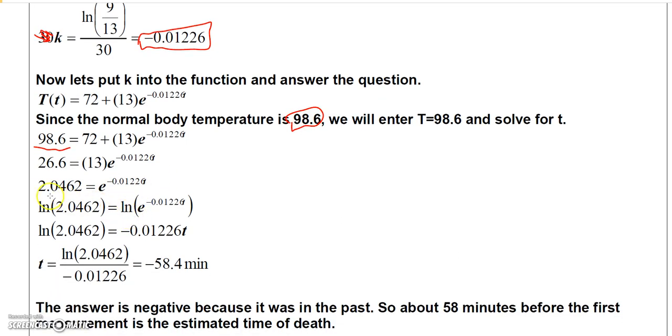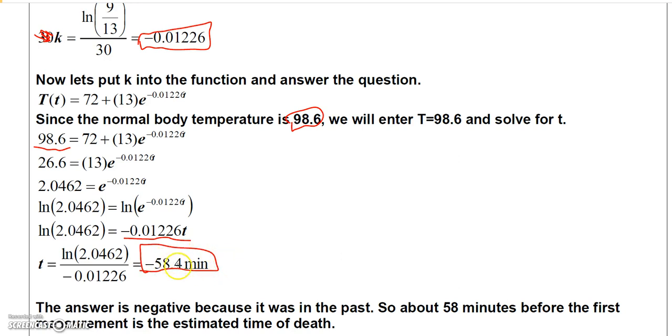And then if you take the natural log of both sides, you get the natural log of 2.0462 equals the natural log of this. And then, of course, we know the natural log of e to a power is just the power. So on the right-hand side, I get negative 0.01226t. And then if you divide this into this natural log, that'll give you t. Now notice I get a negative value, negative 58.4 minutes.